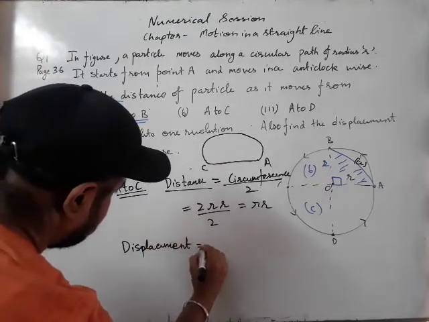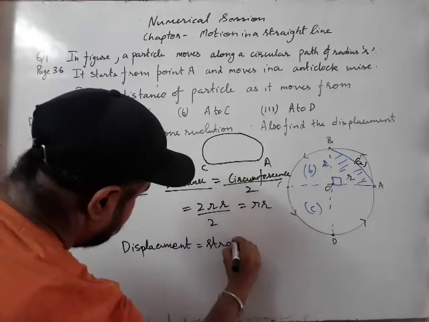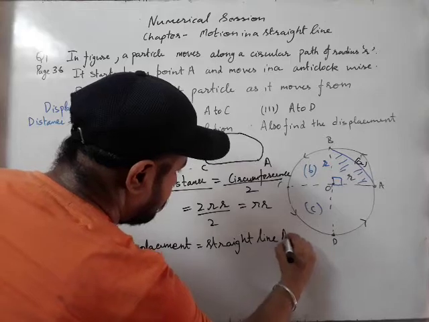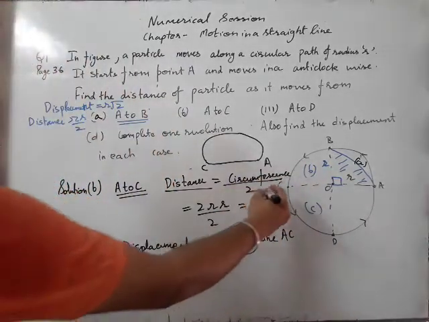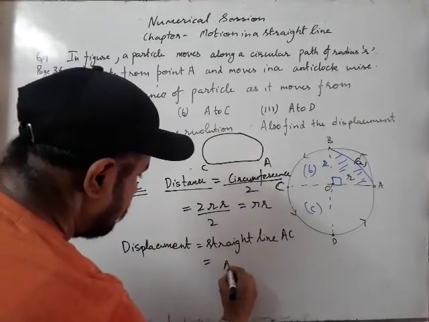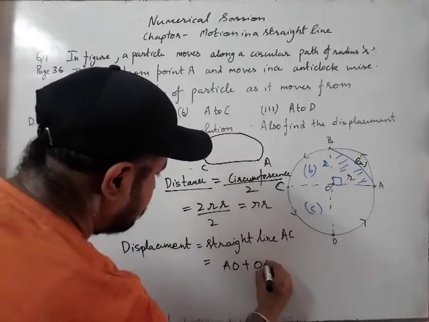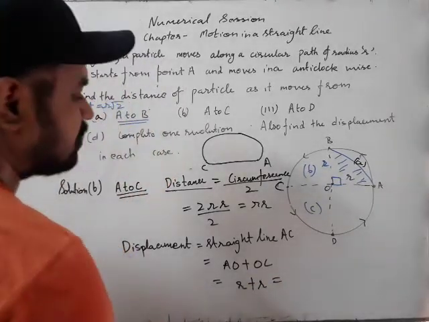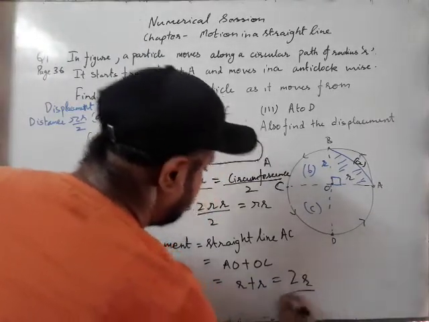Displacement will always be a straight line. According to the diagram, you can say straight line AC, that is straight line A to C, that is AO plus OC. AO is also radius, OC is also radius, so R plus R will be 2R.